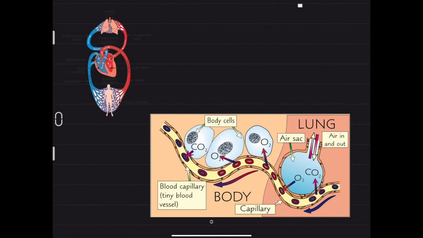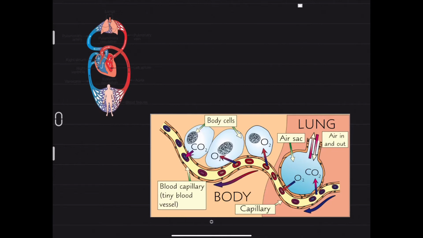Here you can see the capillary network. So the image to the bottom right hand side of your screen shows a blood capillary vessel, and in relation to the double circulatory system you can see where the arteries and the veins are connected by the capillary network. And the diagram on the bottom right hand side of your screen is showing you how the body cells are positioned in relation to the blood capillaries, and also how the alveoli, the air sacs in the lungs, are also positioned close to capillaries.